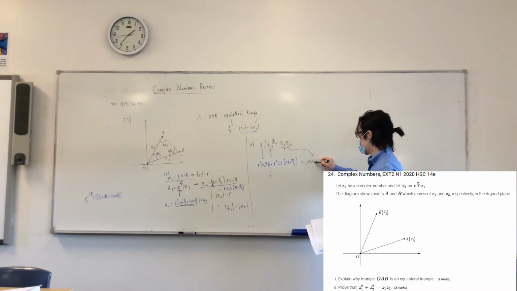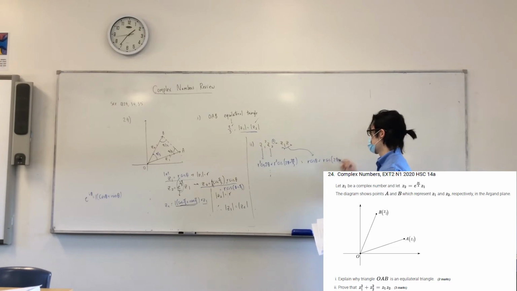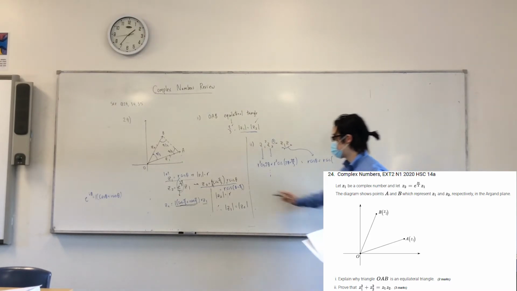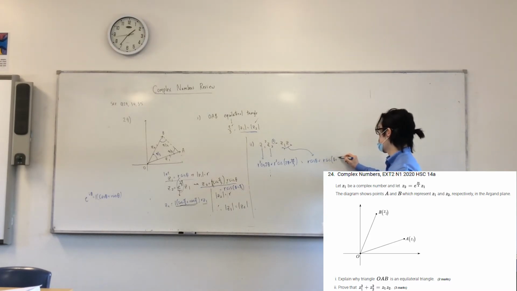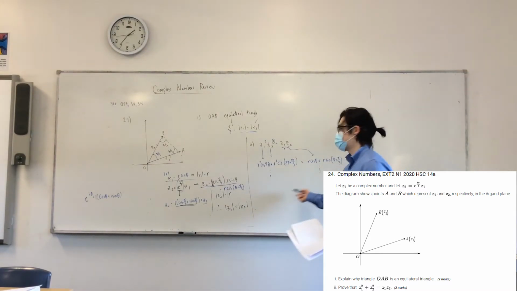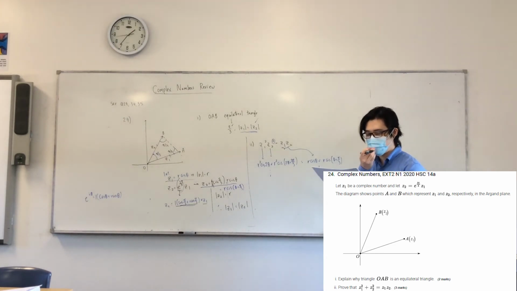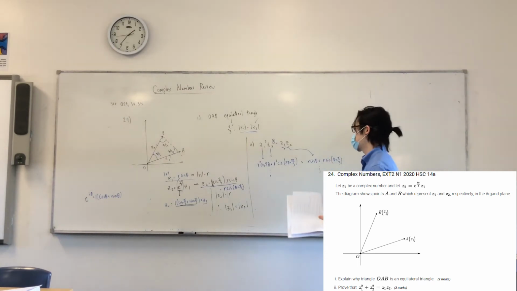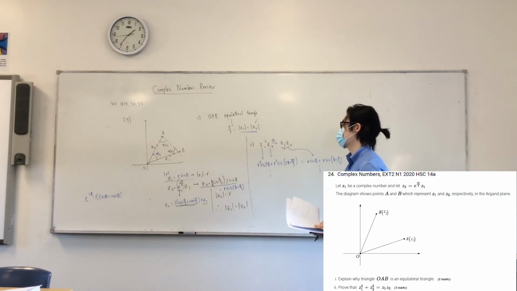In this case it is r cis theta times r cis, sorry, not 2 theta. Z2 is just theta plus pi over 3. So work from that side, work from that side. It is a bit of algebra work, but you eventually get the same thing on both sides. That's how you do this question, and it is worth 3 marks. It is going to take some work, but it's not hard.